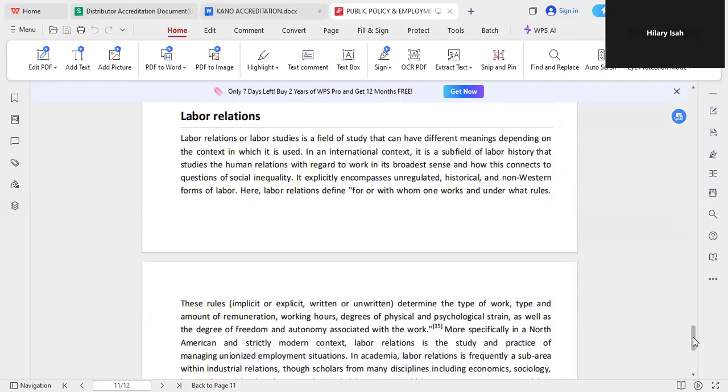Labor relations is a field of study that can have different meanings depending on the context in which it is used. In the international context, it studies human relations with regard to work in its broadest sense and how this connects to questions of social inequality. Yes, it explicitly encompasses regulated, historical and non-Western forms of labor. Okay, so it tries to remove social inequality, where people are treated as humans and are treated fairly.